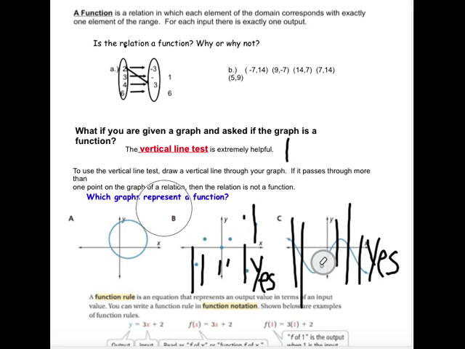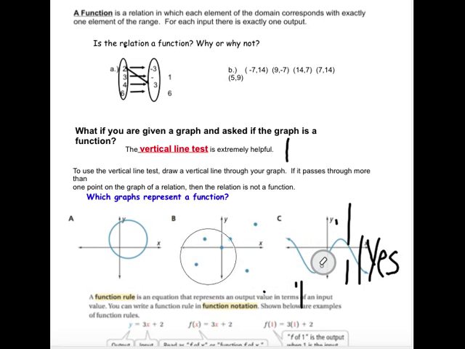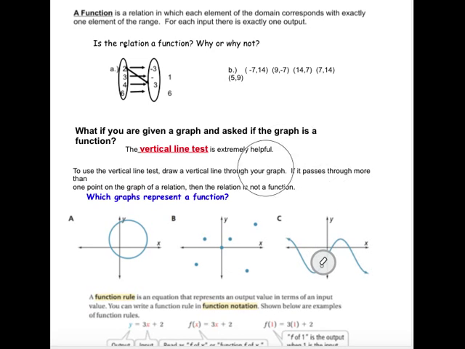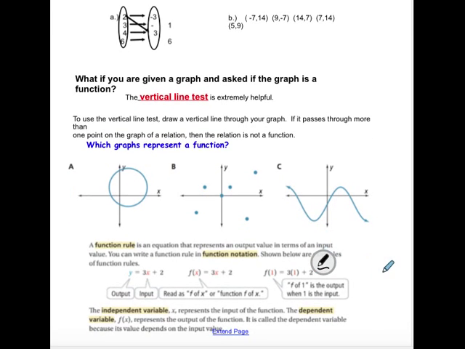So a function rule is an equation that represents an output value in terms of an input value. You can write a function rule in function notation, which is pretty much replacing f of x with your y, or vice versa. So we'll go through some examples. In our first one, y equals 3x plus 2. Y is our output, and x is our input. And then making it function notation is just replacing that y with f of x. Everything else looks the same.